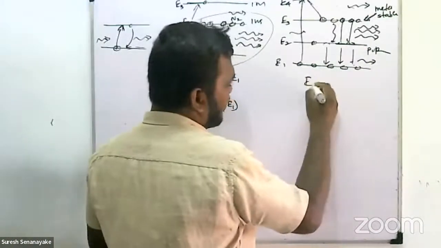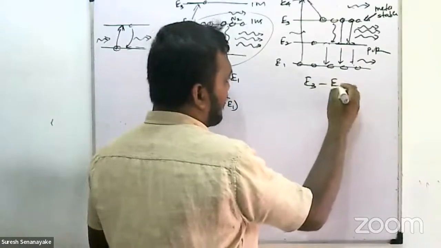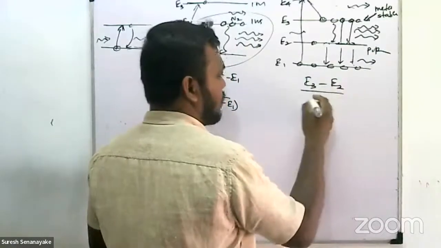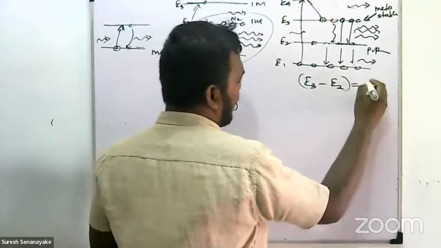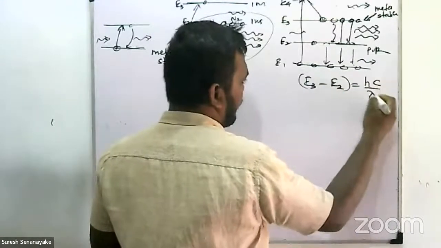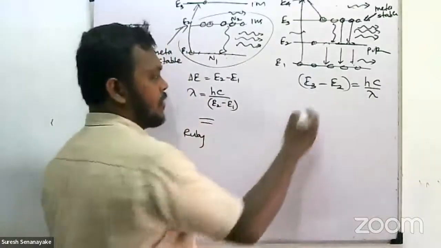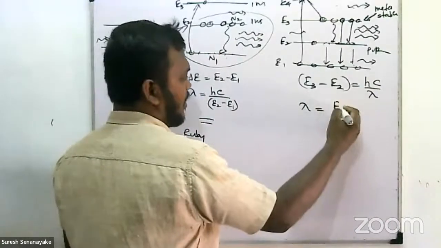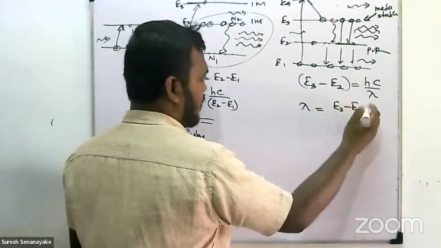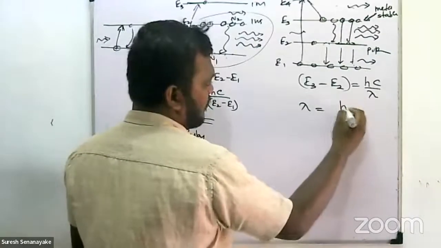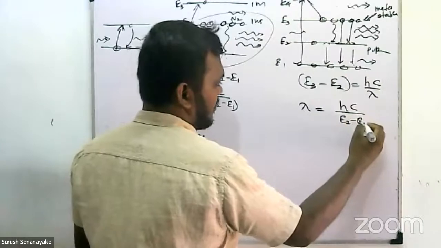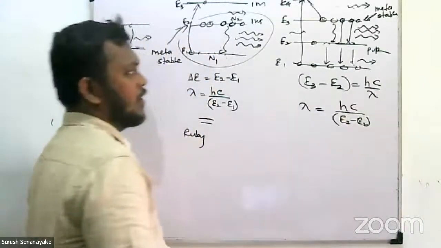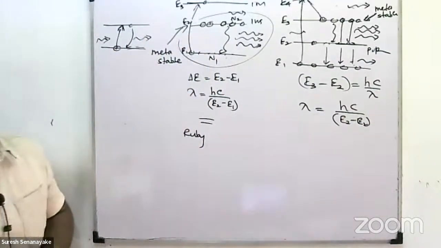So here the laser action happens in between level 3 and level 2. So this corresponds to the emitted photon energy. So the wavelength you can write then. According to this wavelength, the color of the laser beam is determined. Right. So that's the thing you can identify.